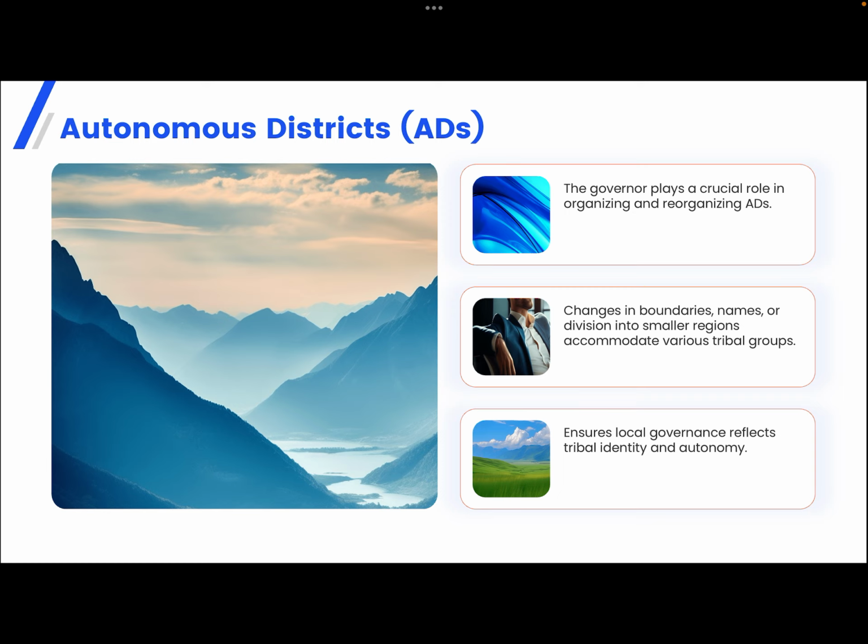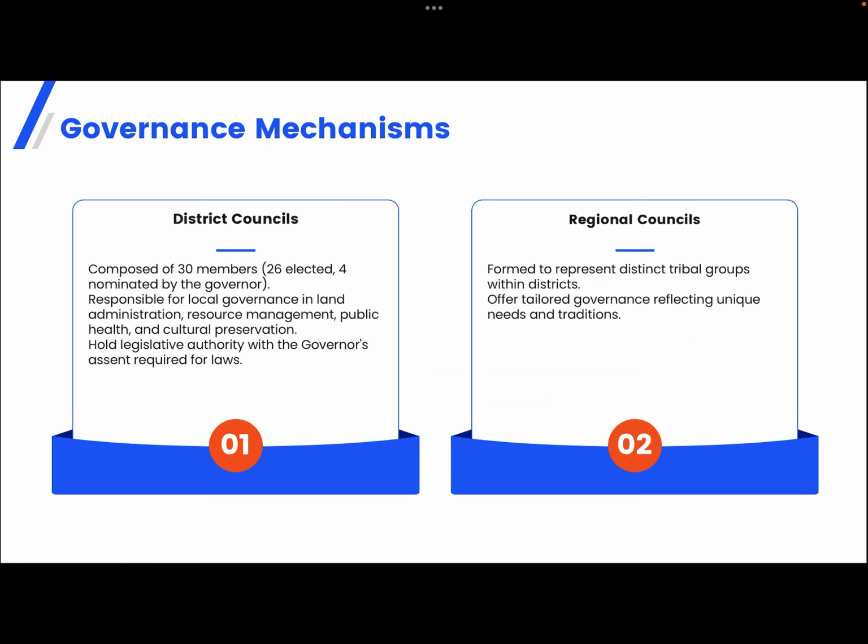So in autonomous districts, the governor plays a very important role, as I have said, because he has a crucial role in organizing and reorganizing autonomous districts. He can make changes in boundaries, names, and divisions, divide them into smaller districts to accommodate various tribal groups, etc., and ensure local governance that reflects tribal identity and autonomy, etc.